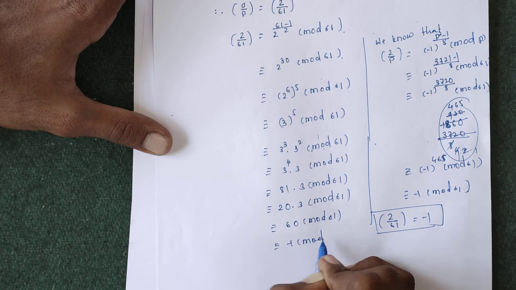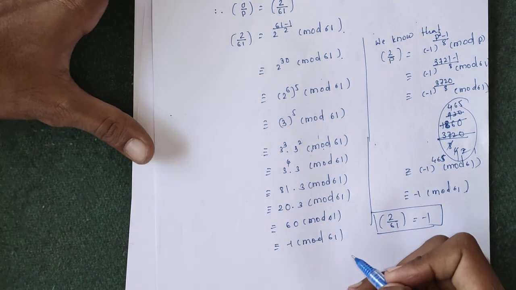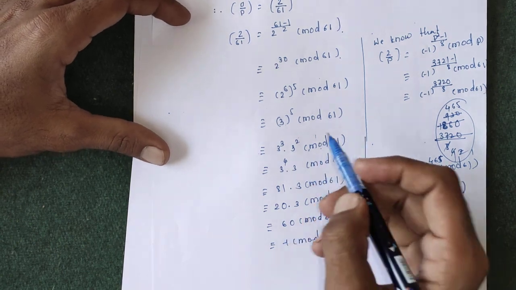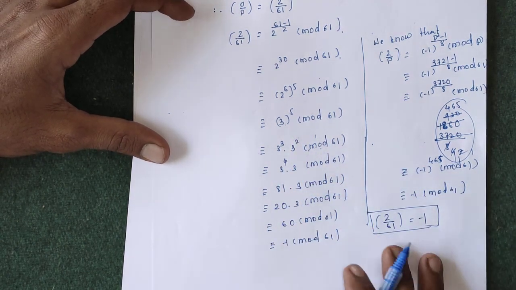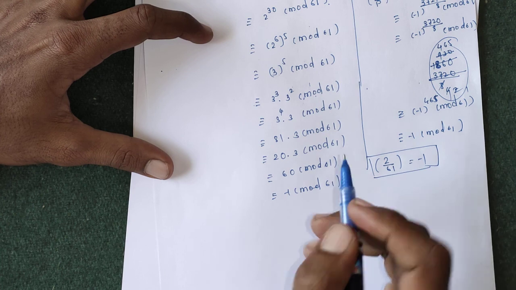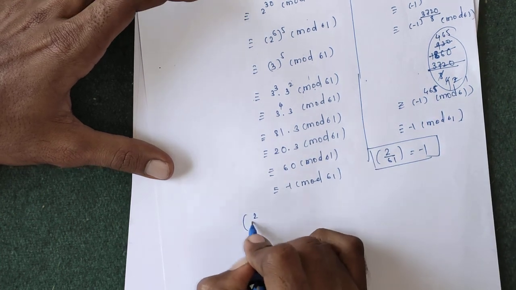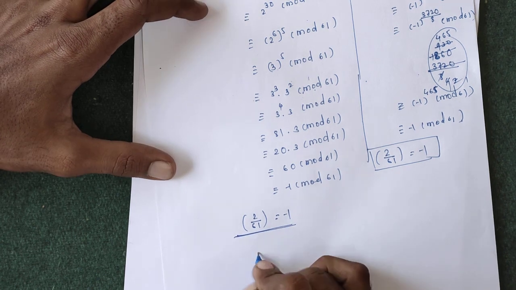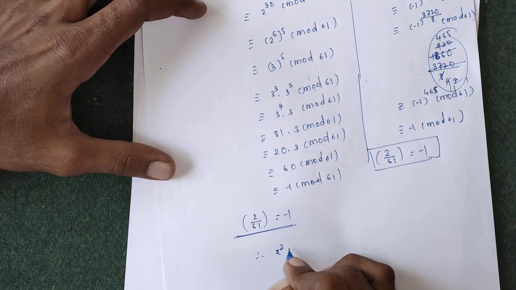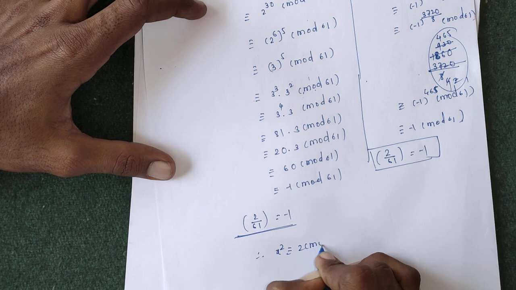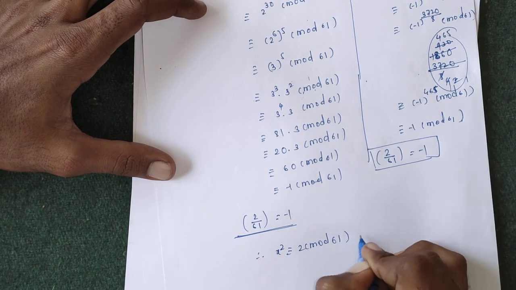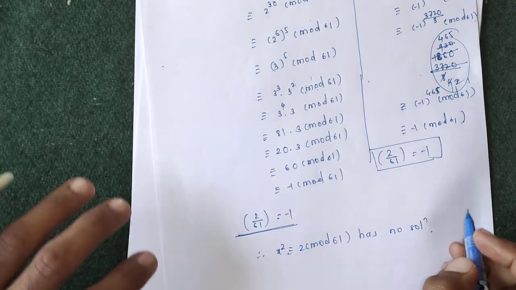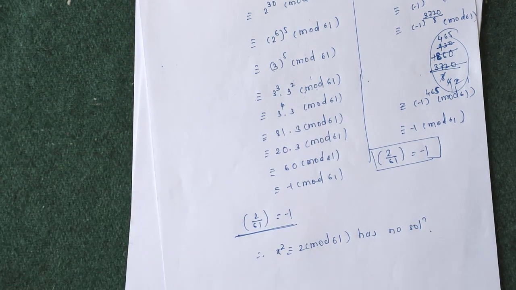This calculation is lengthy because I do not have a calculator right now. So you can use a calculator and just take this congruence under modulo 61, you will get the answer. So the Legendre symbol of 2 and 61 is equal to minus 1. So from this we say that the congruence x square is congruent to 2 modulo 61 has no solution, hence the solution of this example.